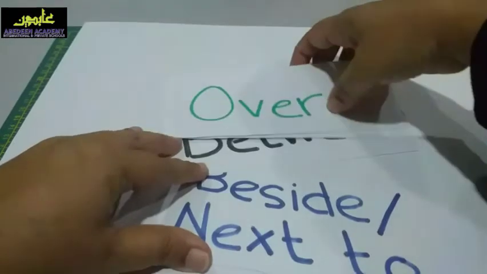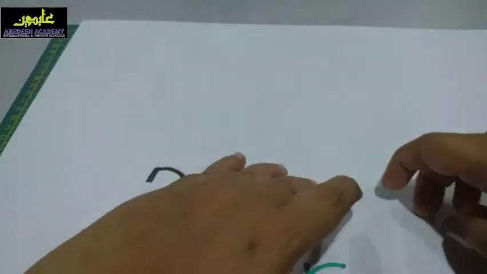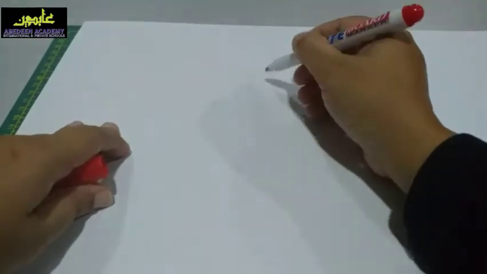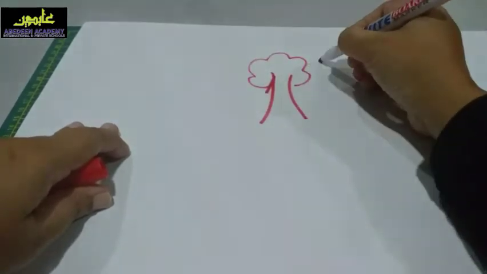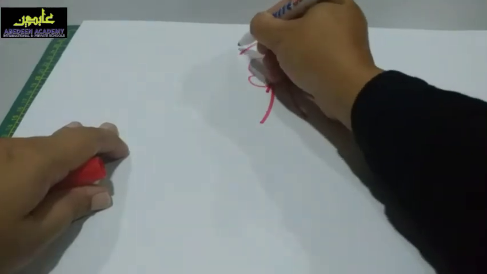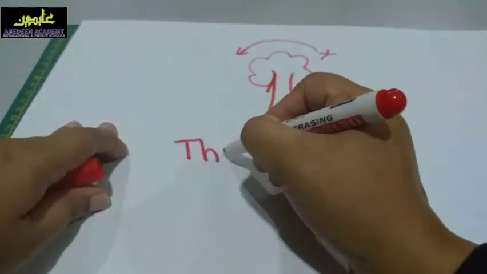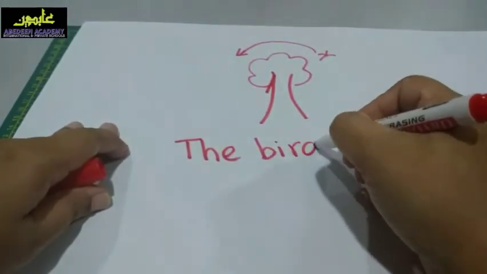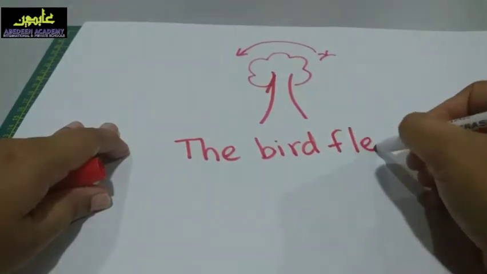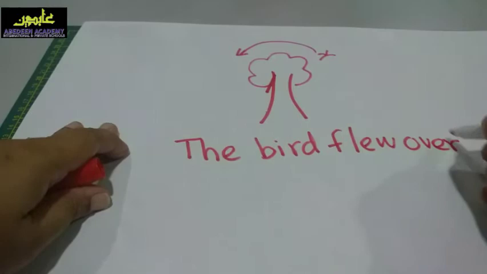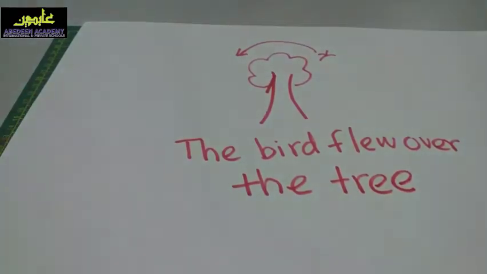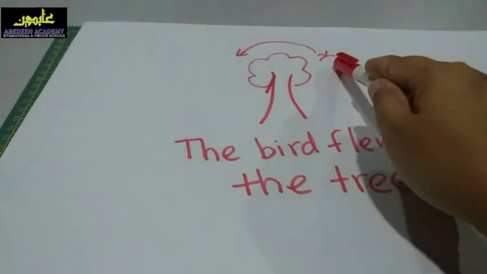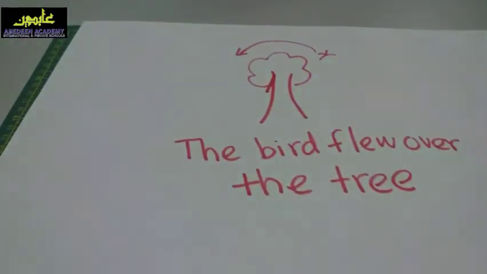Now, like last time, I would like you to make 2 sentences for each preposition using a simple drawing. For example, you can draw a tree, and then you can draw a bird. Then you can write the bird flew over the tree. The bird flew over the tree. It is going from one side of the tree and going to the other side. So you can say the bird flew over the tree.